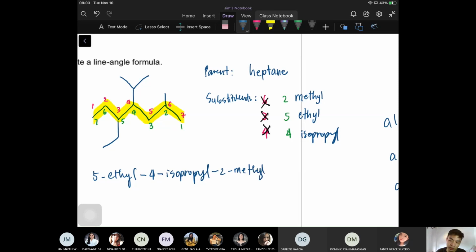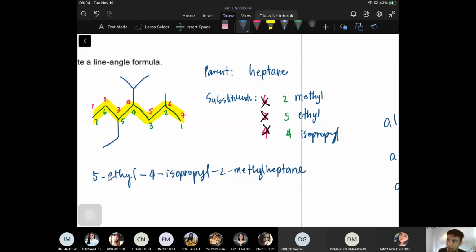Okay? So, in between numbers and letters, always may dashes. Don't forget that, na? And, pwede mo na idugtong yung heptane, yung parent name, na? So, walang spaces, ha? So, letter dash number, letter dash number. Okay? So, ganun. Tapos, walang spaces.